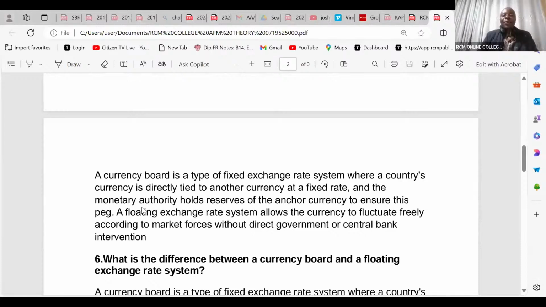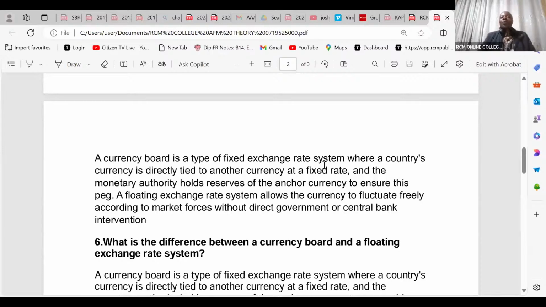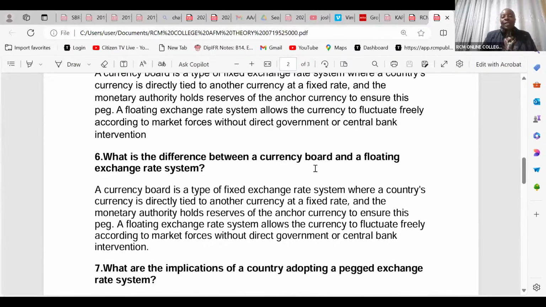A currency board is a type of fixed exchange rate system where a country's currency is directly tied to another currency at a fixed rate, and the monetary authority holds reserves of the anchor currency to ensure this peg. A floating exchange rate system allows the currency to fluctuate freely according to market forces without direct government or central bank intervention. That has already sunk in, ladies and gentlemen.